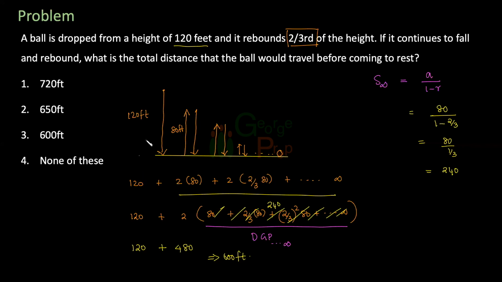I'm not taking 2 for this because they just said it dropped from a height. They did not say someone threw it from down, it went there or something, right? So for the first case, I have to just take 1 time of 120. For every other height, I'll have to take 2 because there is an upward movement and a downward movement.